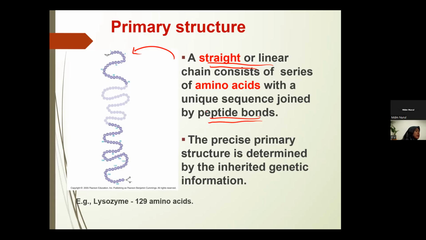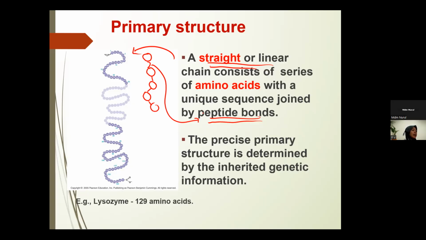Madam tak faham lah apa benda tu gambar tu. Dia sebenarnya macam gini. This is one amino acid, gabung. Another amino acid, gabung. Another amino acid, gabung. Another amino acid. So, tengah-tengah ni semua apa? Peptide bond. Ni. So, dia jadi satu rantaian yang sangat panjang. Itu sahaja.